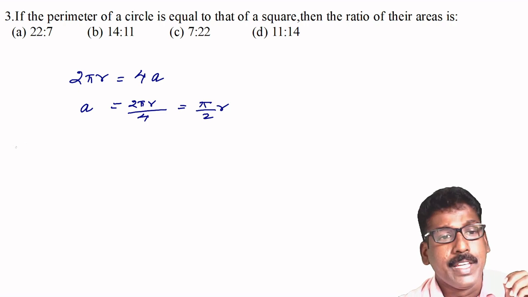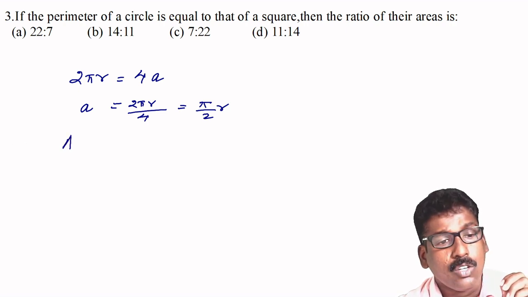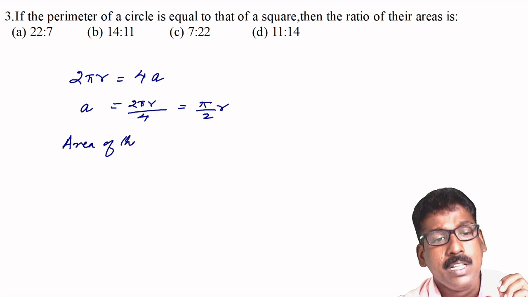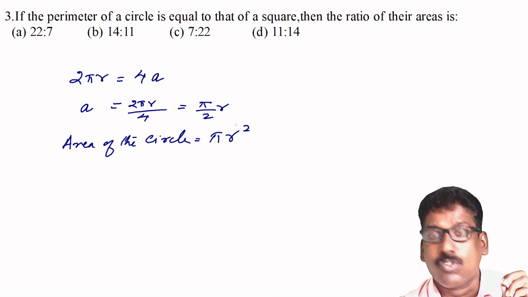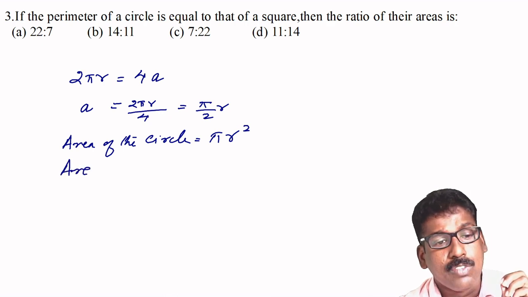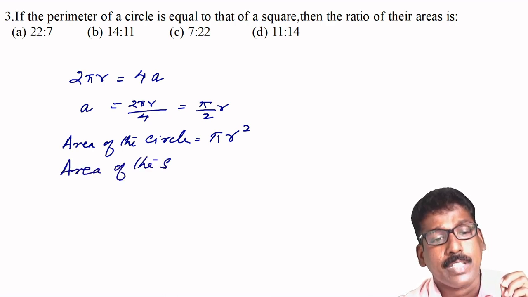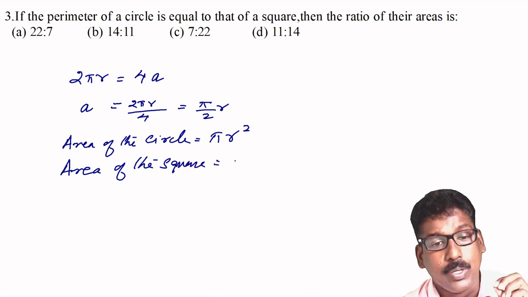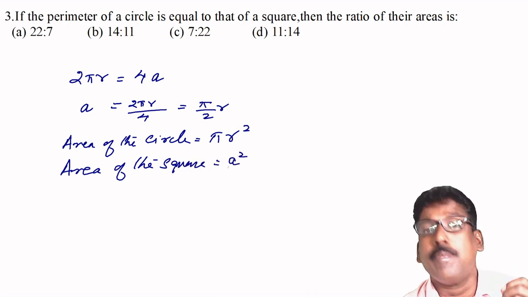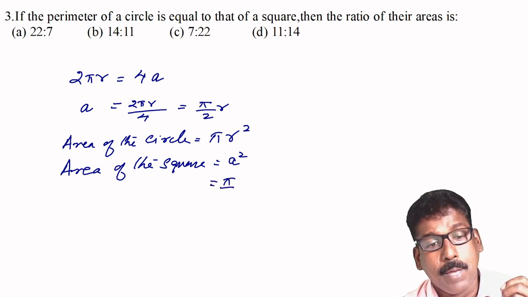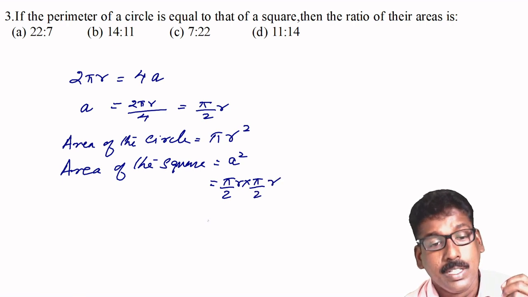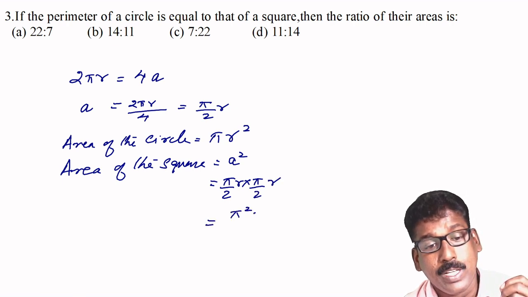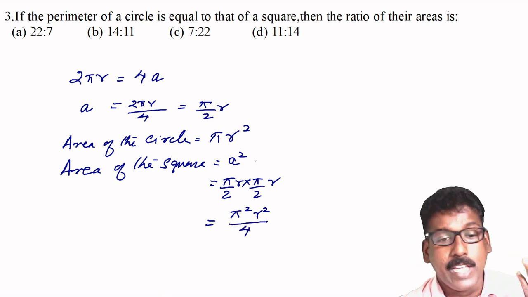Now let us take the area of the circle. Area of the circle of radius r, you can write it as pi r square. Now what is the area of the square? Area of the square you can write as a square. Now the value of a is pi by 2 r. So this you can write as pi by 2 r into pi by 2 r. That means pi square r square by 4.